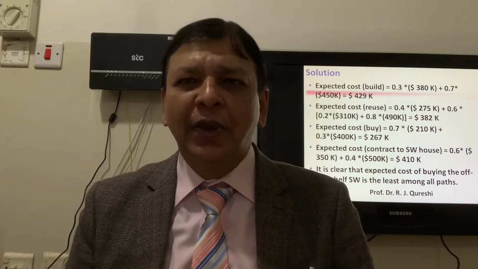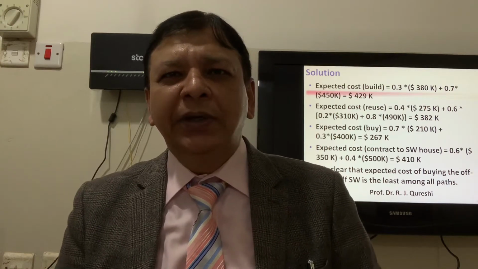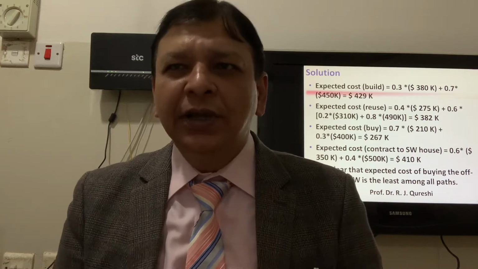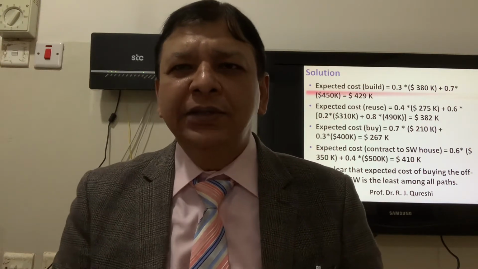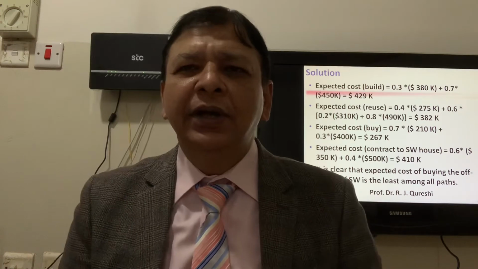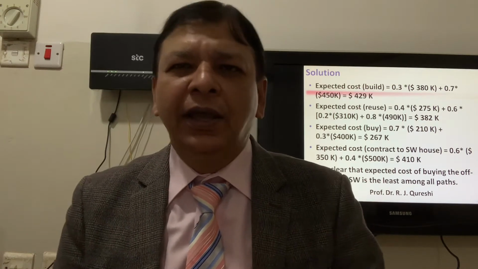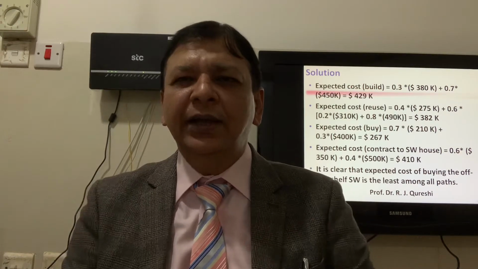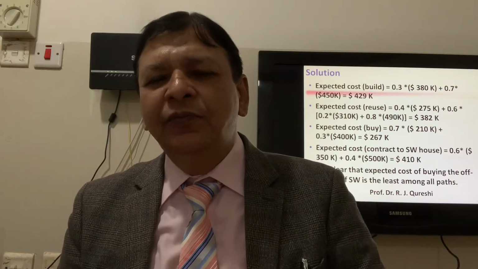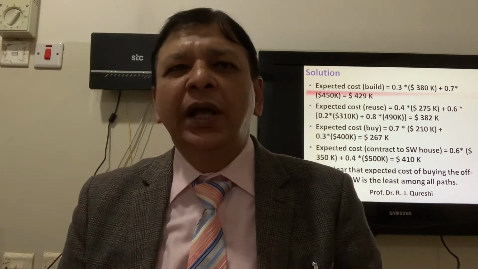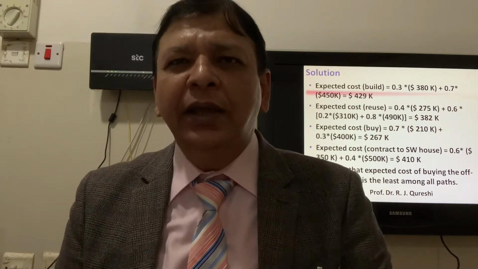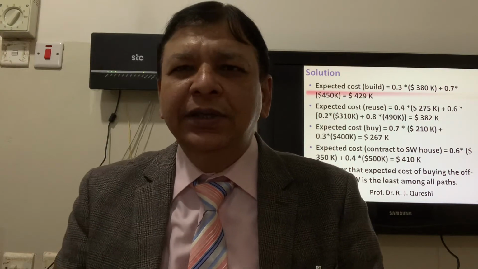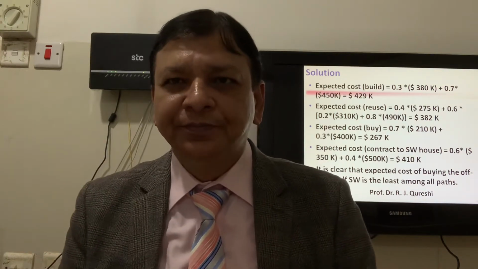Expected cost to buy the commercial off-the-shelf components equals 0.7 multiplied by 210K plus 0.3 multiplied by 400K, equals $267K. The fourth option, expected cost to sign the contract with the software company: 0.6 multiplied by 350K plus 0.4 multiplied by 500K equals 410K. So we have calculated the expected cost of the four options the customer has. As we can see very clearly, it's very obvious that expected cost to buy is the least cost method. So this is the way the customer can calculate the least cost and he will go for that.